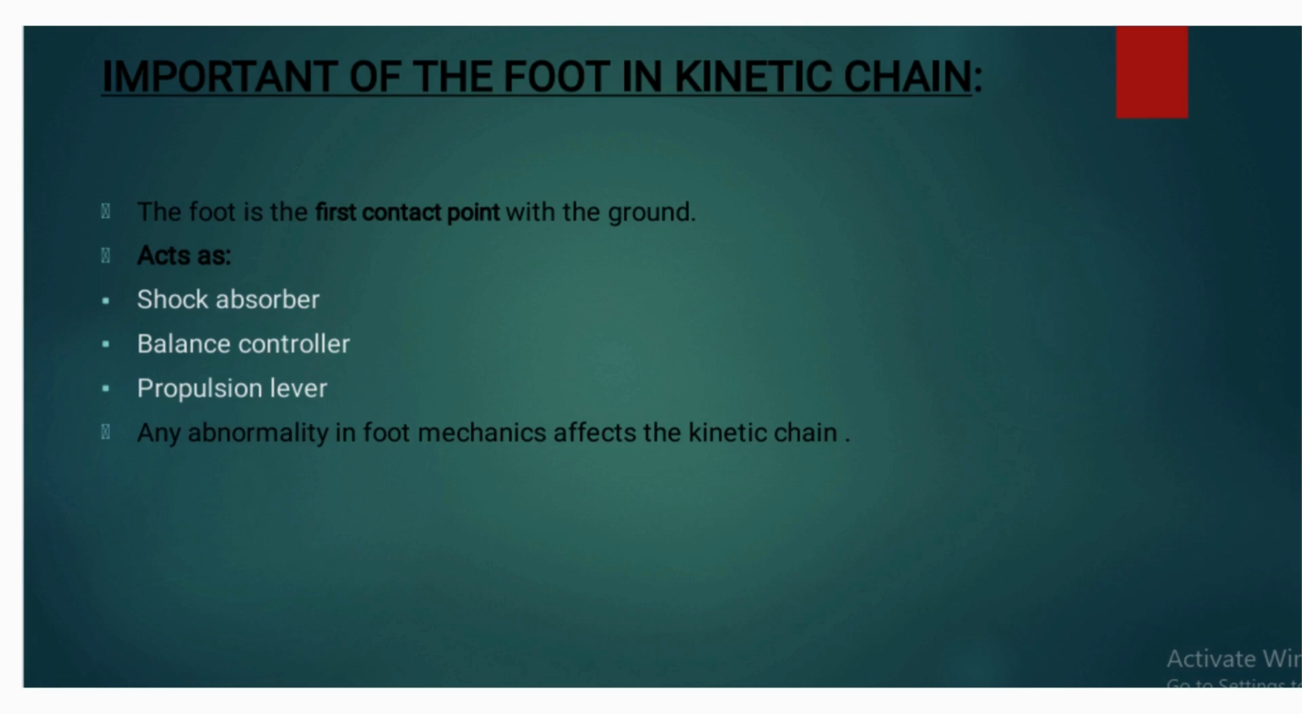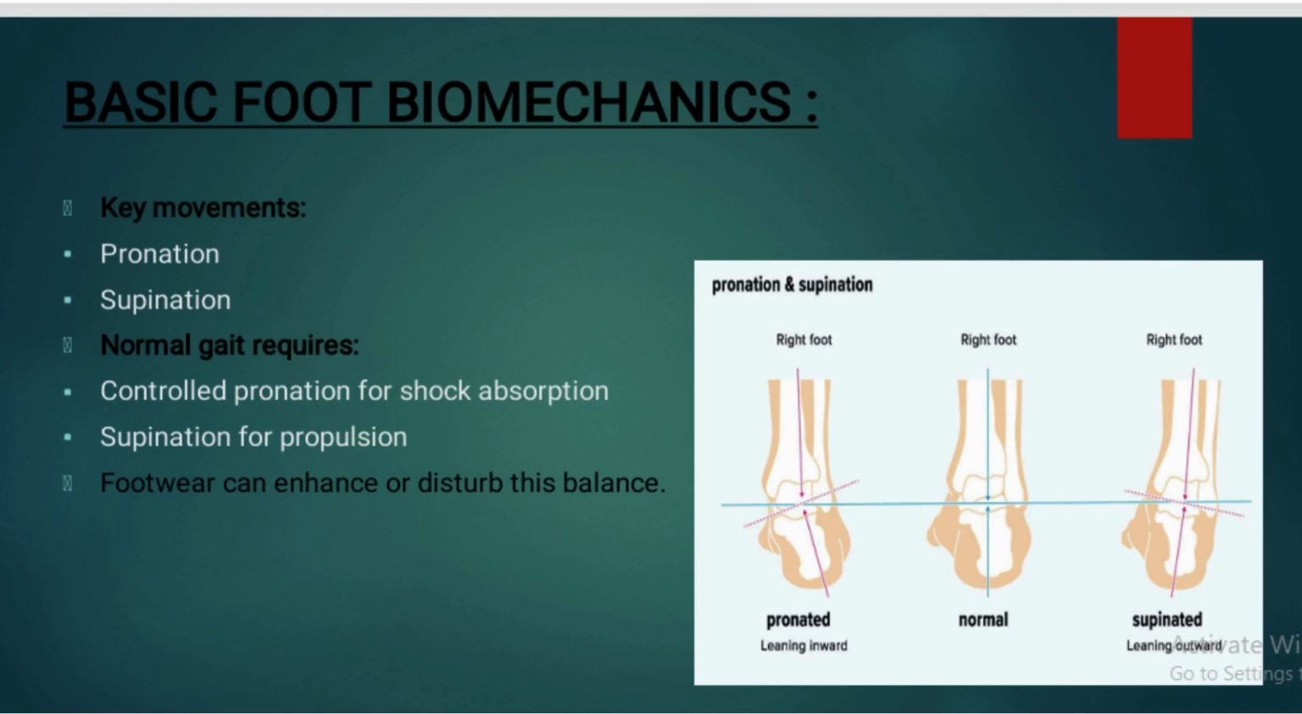Now, what is the importance of the foot in the kinetic chain? The foot is the first contact point with the ground. It acts as a shock absorber, balance controller, and propulsional lever, and any abnormality in the foot mechanics affects the kinetic chain. What is the basic foot biomechanics? The key movements are pronation and supination. Normal gait requires controlled pronation for shock absorption and supination for propulsion, so footwear can enhance or disturb this balance.